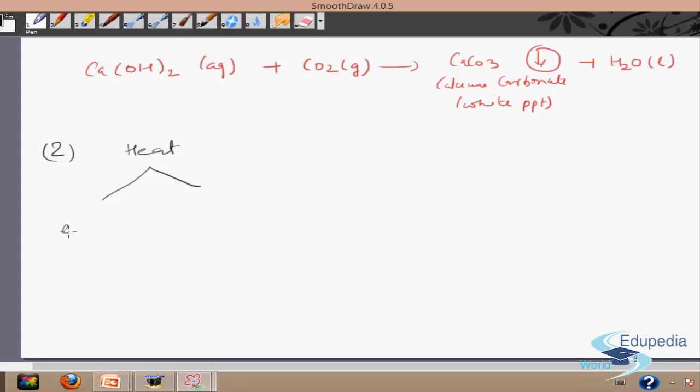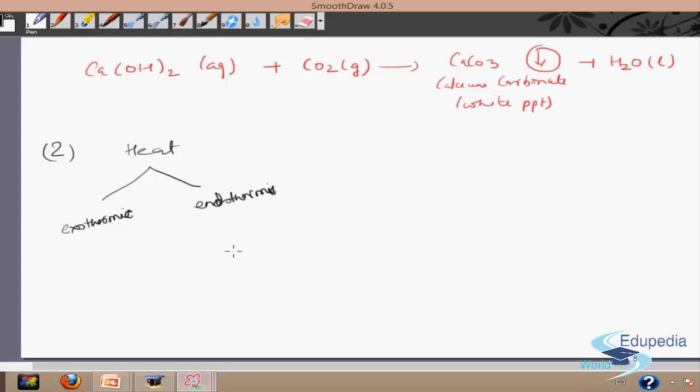That is exothermic reaction and endothermic reaction, right? So those reactions in which heat is evolved are known as exothermic. That is, when heat is taken out, it is called exothermic.